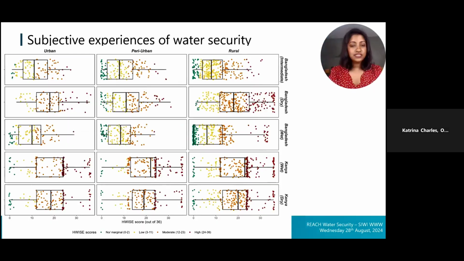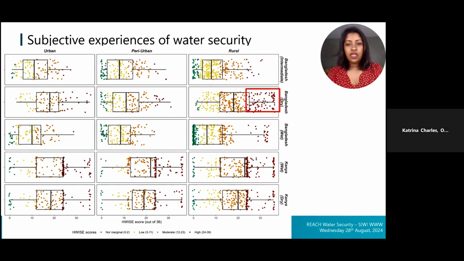And lastly, these are the charts from Bangladesh and Kenya. What we see is that some households in rural Bangladesh reported very high water insecurities in the dry season. And many households in Kenya reported similar scores across all seasons. But although their scores are the same, their water context is highly different.